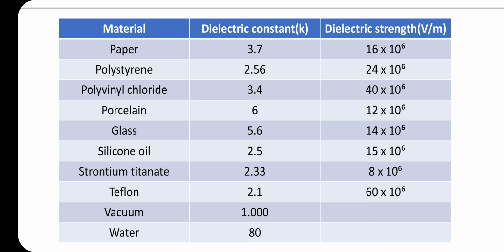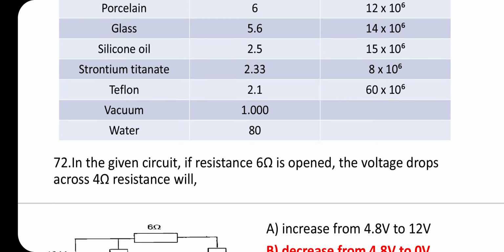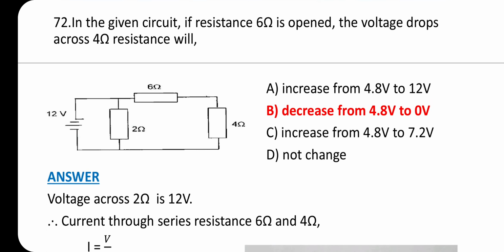Strontium titanate, dielectric constant is 2.33 and dielectric strength is 8 × 10⁶. Teflon, dielectric constant is 2.1 and dielectric strength is 60 × 10⁶. For vacuum, dielectric constant is 1 and for water, dielectric constant is 80. In the given circuit, if the 6 ohm resistance is opened, the voltage drop across the 4 ohm resistance will.